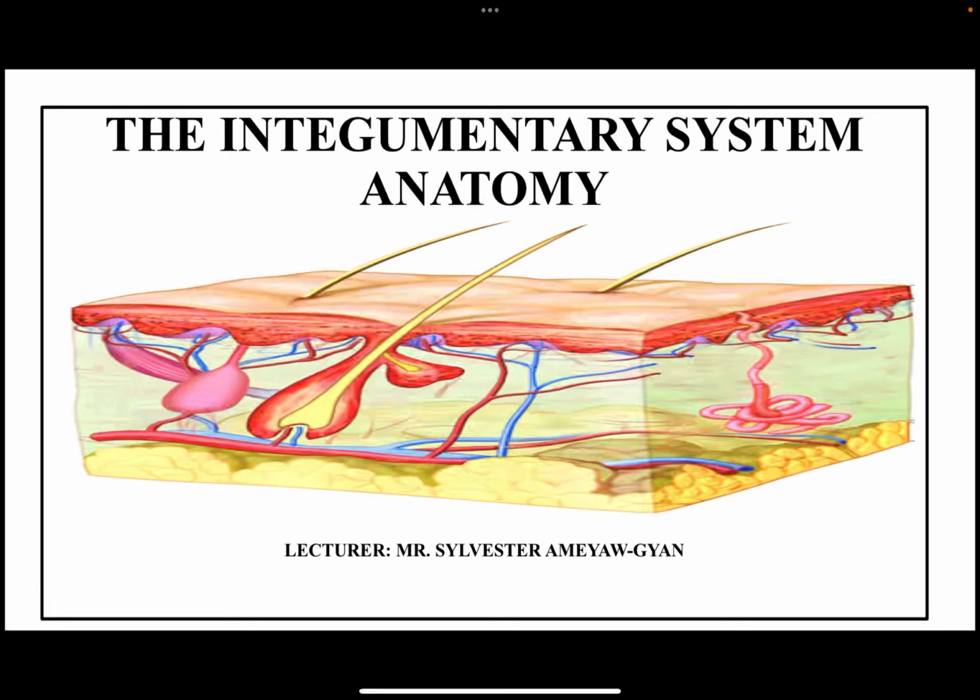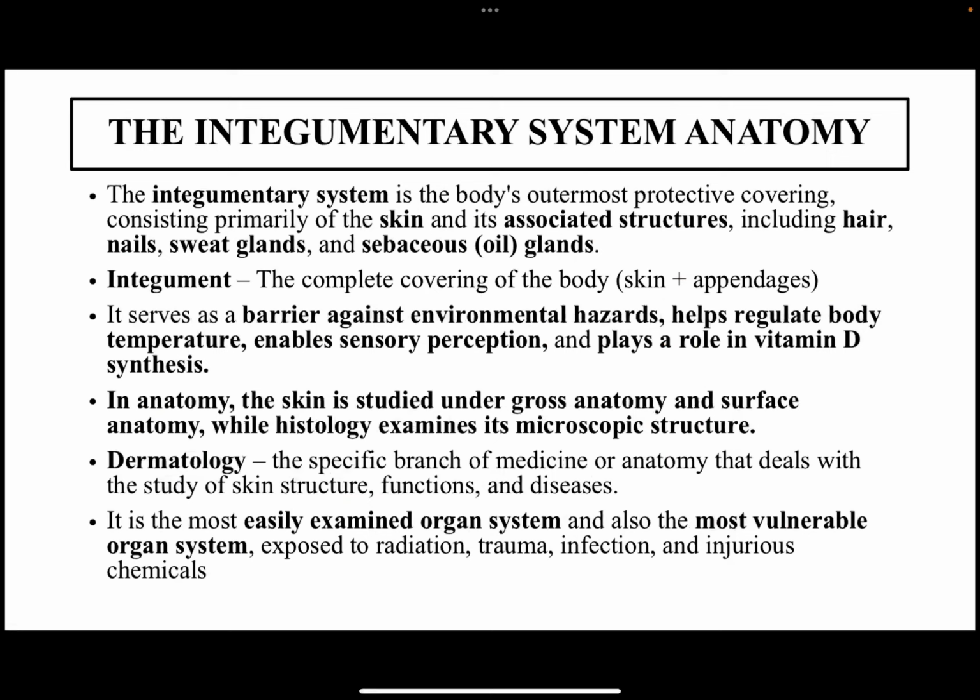We will look at the integumentary system anatomy. The integumentary system is basically the body's outermost protective covering, consisting primarily of the skin and its associated structures, including the hair, the nails, the sweat glands, and the sebaceous glands.